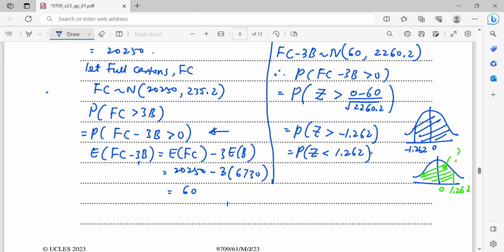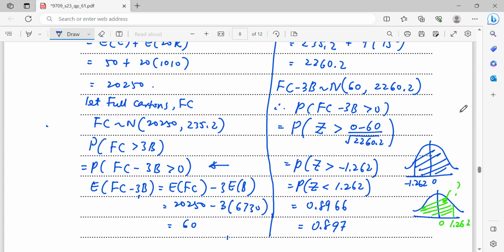So this value can be found by referring to the table. So the table will give you 0.8966 and then now you round to 3 significant figures, it will be 0.897. Okay, so that's the solution for this question.